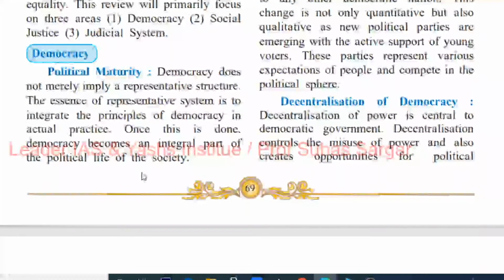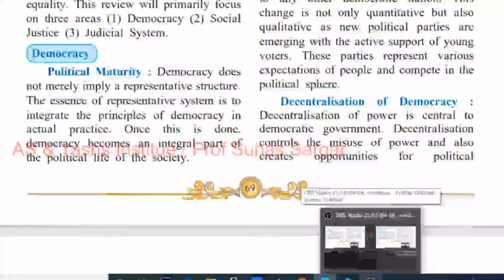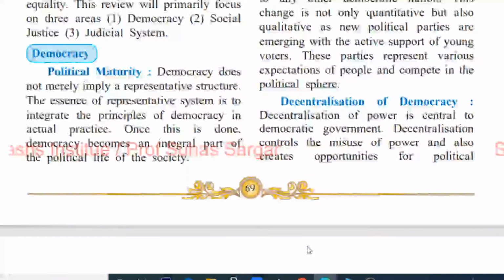Next topic, democracy and political maturity. Democracy does not merely imply a representative structure. The essence is to integrate the principle of democracy in practice through the representative structure system. When this is done, democracy becomes part of life.